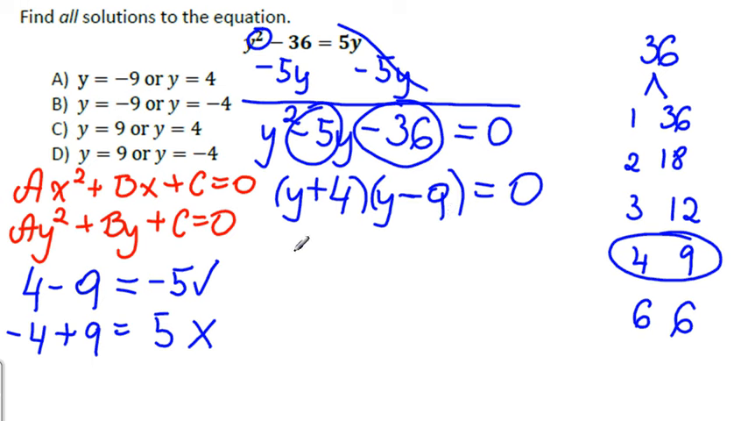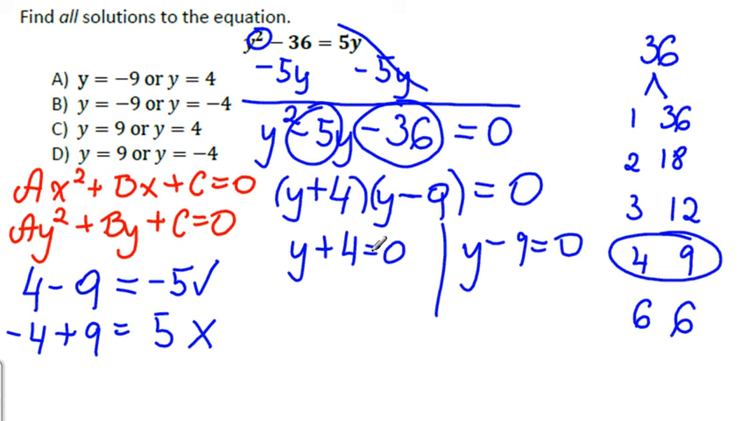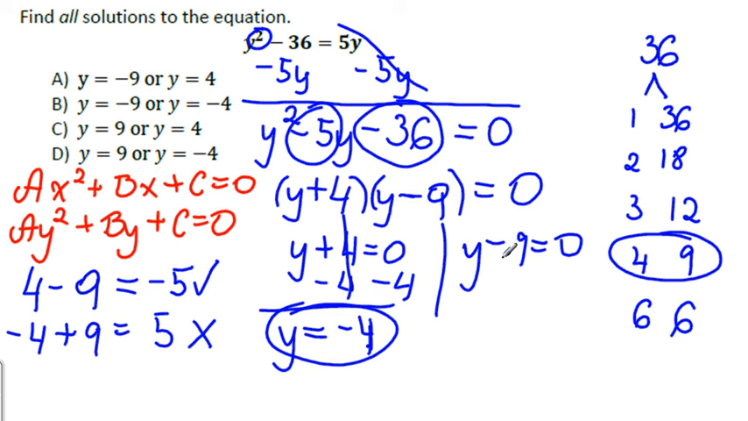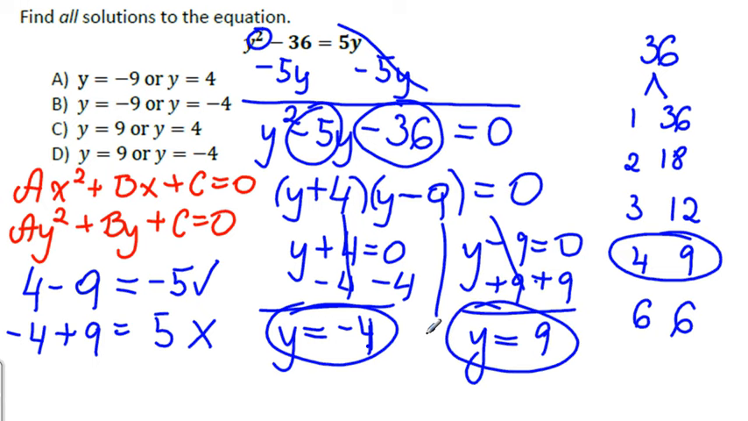Now to finish up, we have to set each factor equal to 0. We end up with these two equations. Isolating the y in the first one, 0 minus 4 is equal to negative 4. And solving the second equation for y, we have to do the opposite, add 9. y is equal to 0 plus 9, which is 9. All right, so the two solutions are positive 9 and negative 4. And as you can see, that's choice D.